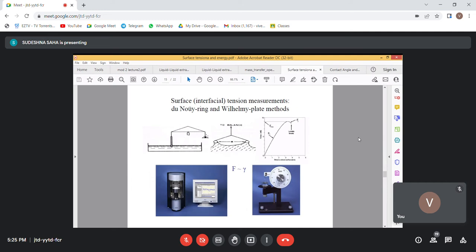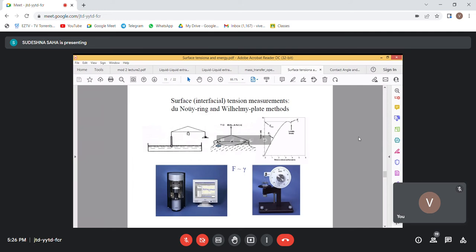In this particular method, what is happening is, with the help of a balance, you just immerse this plate, a solid surface, into the water or any other liquid for which you want to measure the surface energy. When you are immersing it, that is basically the advancing contact angle. And then after a certain time, you just reverse it back, that is, you take it up, and the contact angle it is making with the solid surface is known as the receding contact angle. You will always see there is a hysteresis between them, but from the force you can calculate the surface tension.